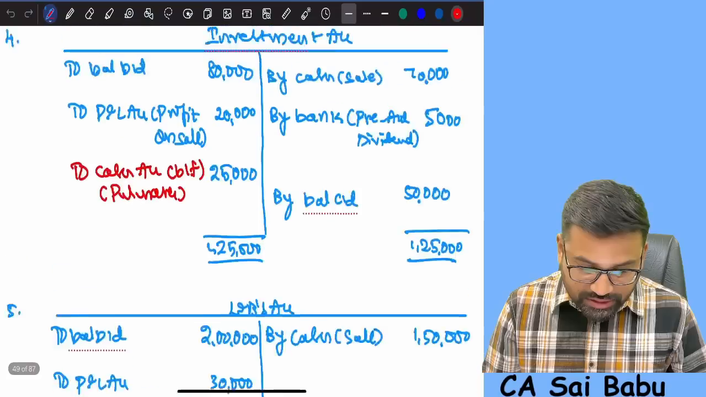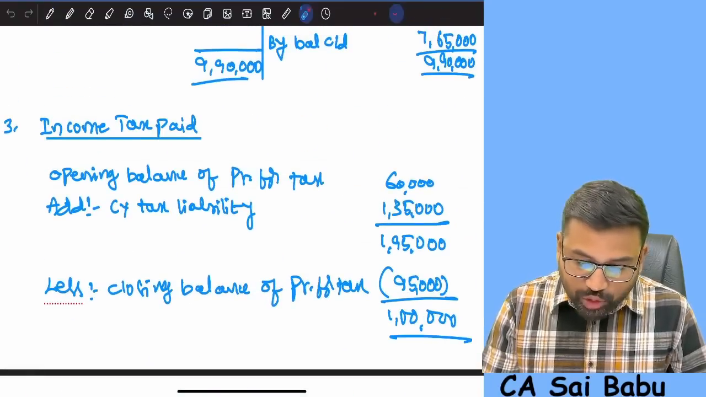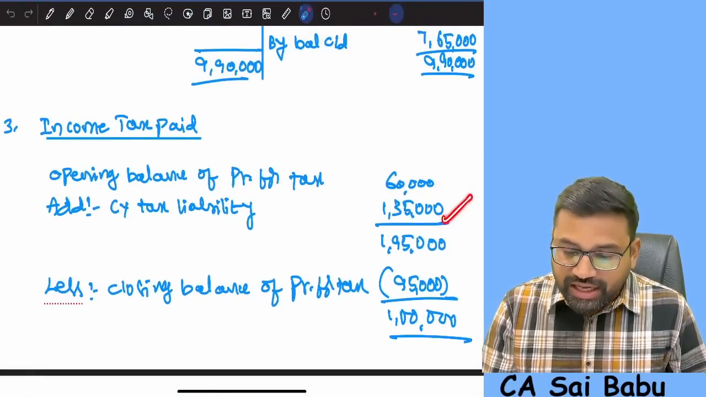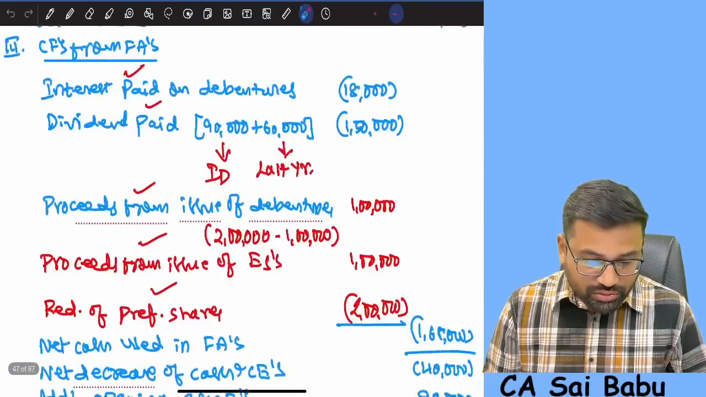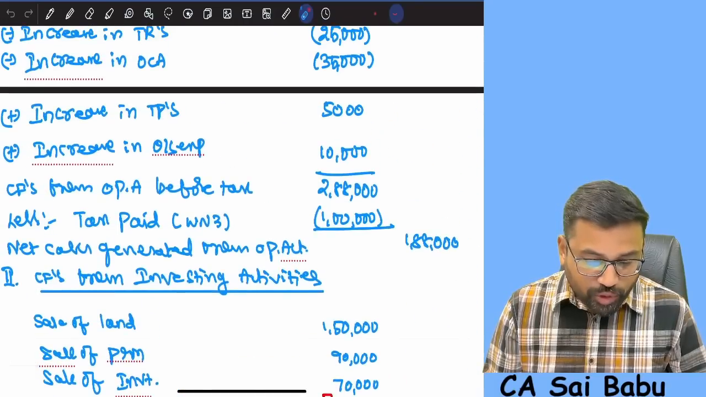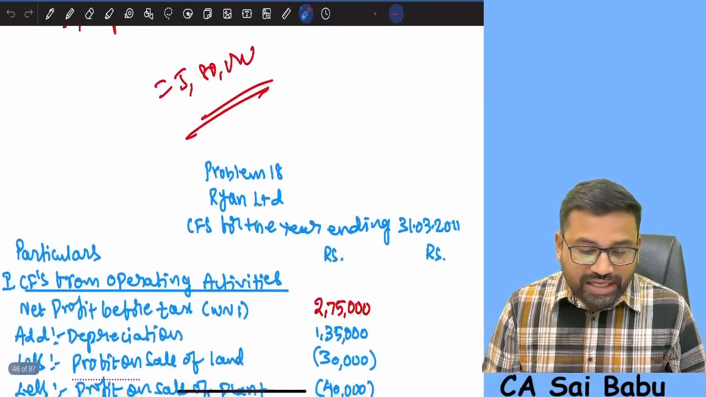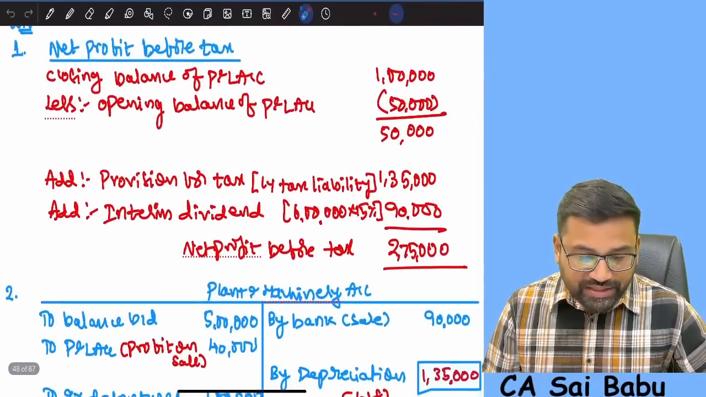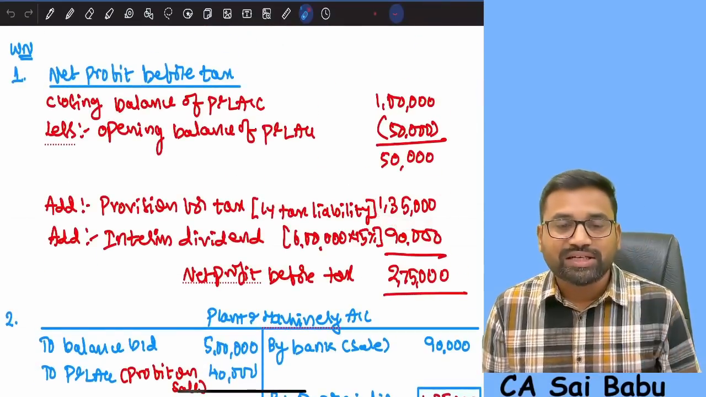In this case, first you consider opening 60, current year tax liability 135, so 1,95,000, closing 95. That means tax paid 1 lakh. So when you are ascertaining cash flow from operating activities, tax paid 1 lakh will be considered. And when you are ascertaining net profit before tax, you need to add back current year tax liability 1,35,000.